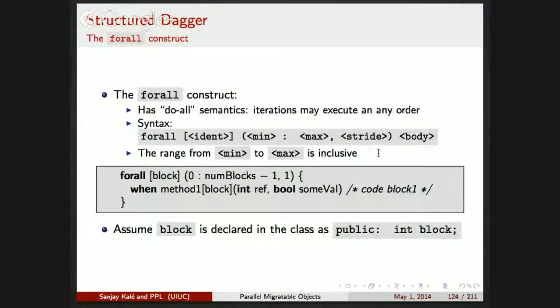Forall is another kind of loop with do-all semantics. It's basically a loop in which the iterations can occur in any order. So you know you want to do some computation this many times, you just don't care in which order each iteration happens.